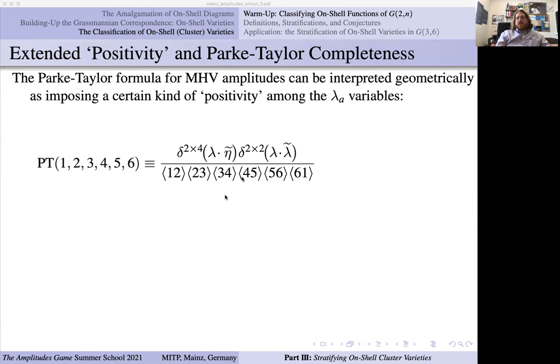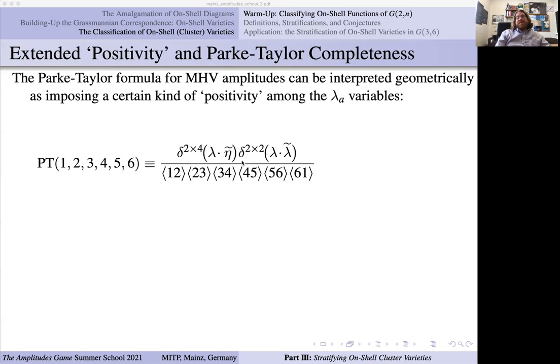It's a differential form on the kinematics, but what does this sequence of adjacent minors mean geometrically among the columns, or the spinors lambda? Well, it means that there's a pole every time an adjacent pair hits each other. And we can think about this geometrically, or at least visualize it geometrically, as having lambdas living in P1 to talk about this geometry.